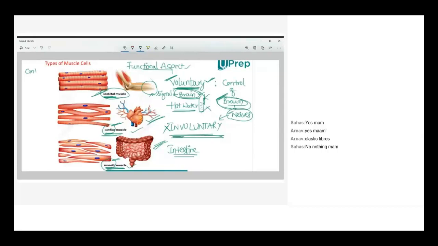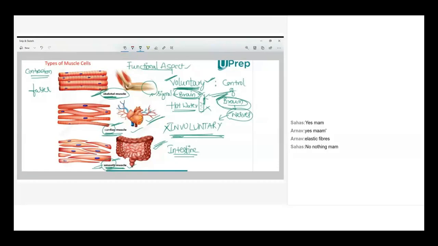When you take the contraction and relaxation process, the skeletal muscles show faster contraction. That's why they are controlled by the brain. So when they get the signal, all the skeletal muscles contract or relax.